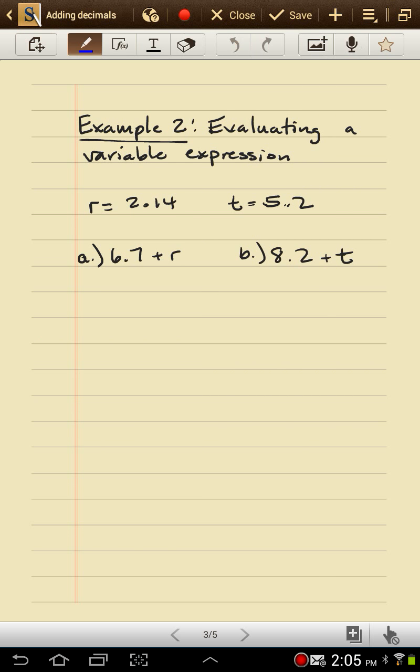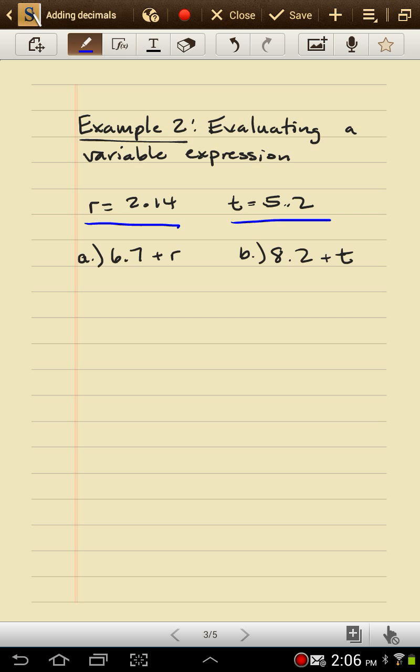In our next string, we have example 2, which is evaluating a variable expression. And in here, we have something new. This time, we have variables in there. Variables are the letters, the R and the T, and they stand for a number. Usually, we don't know what number. In this case, I've given you what they stand for. R stands for 2.14, or 2 and 14 hundredths, and T stands for 5 and 2 tenths, or 5.2.